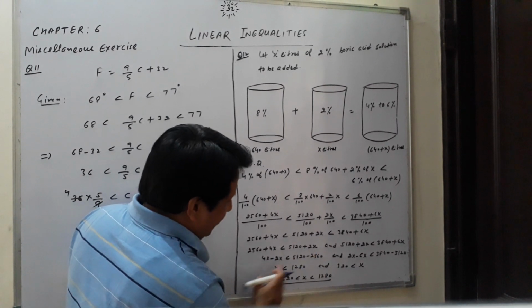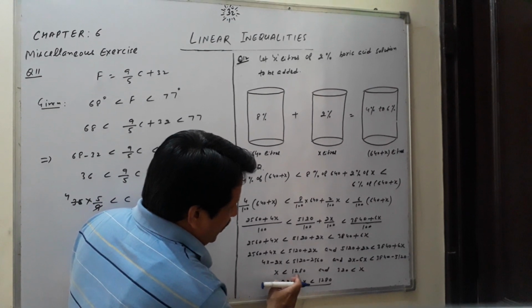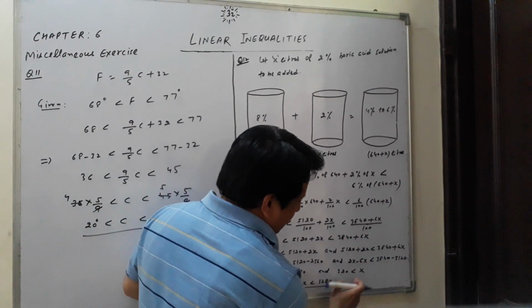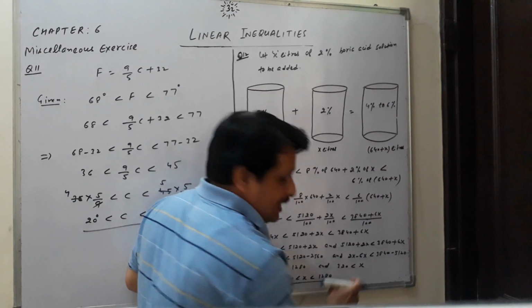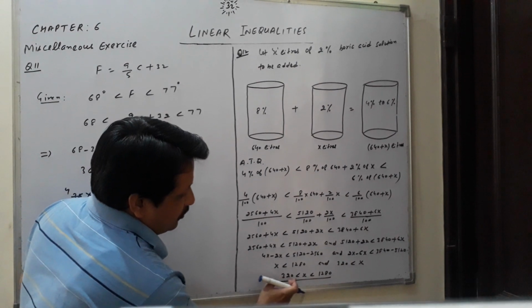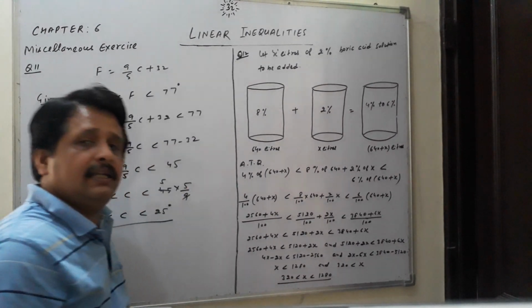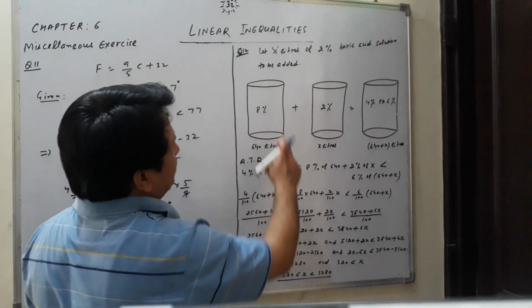So we will collect the variables on one side and it will come as x is less than 1280, and in the same way we will solve and we will get 320 is less than x. Therefore students, we will write our answer, that is 320 is less than x is less than 1280. It means how you will write your answer now?